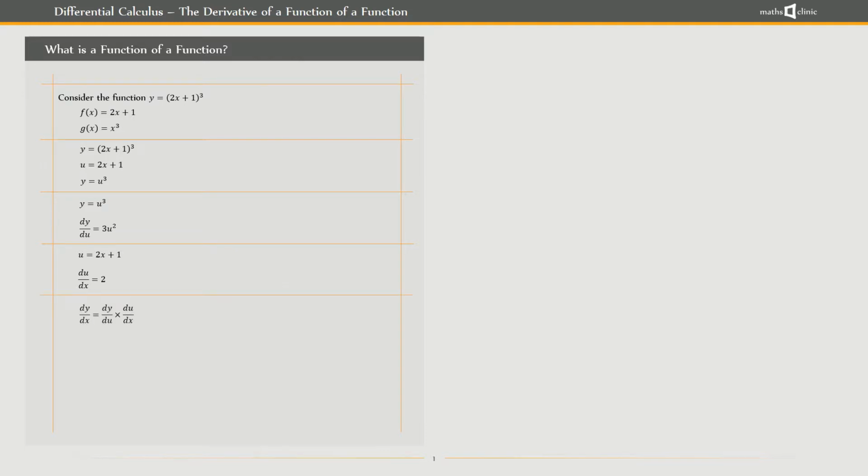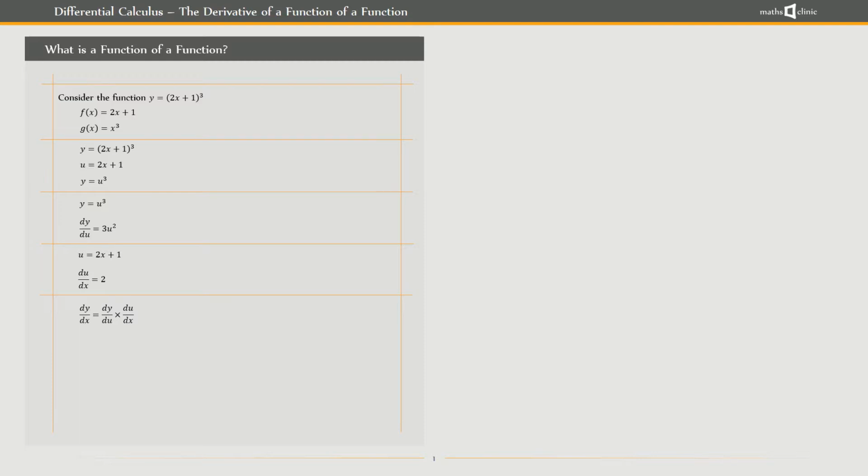Now look at this. Just look at these actual fractions. dy/dx equals dy/du multiplying du/dx. And if you actually work that out, the du would cancel the du, and you would be left with dy/dx.